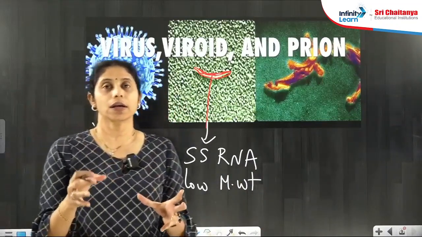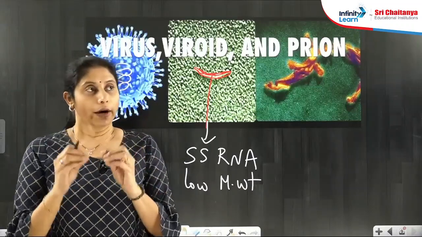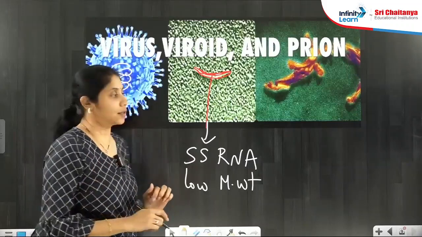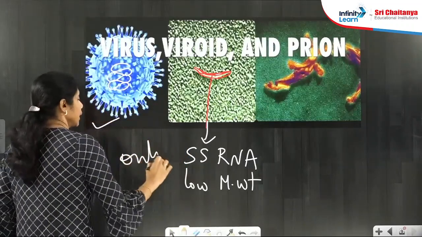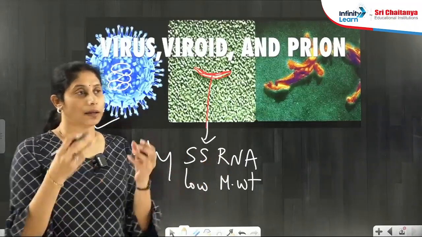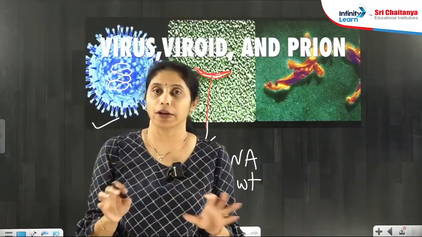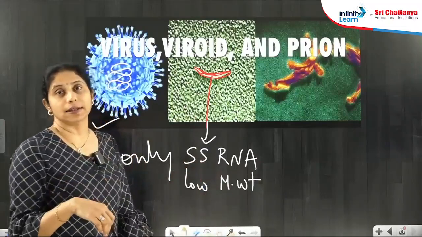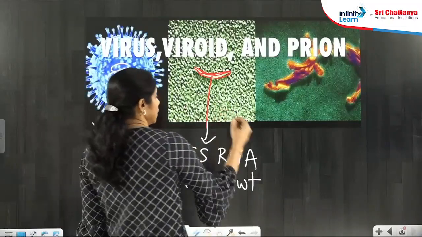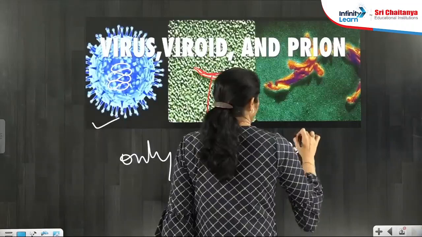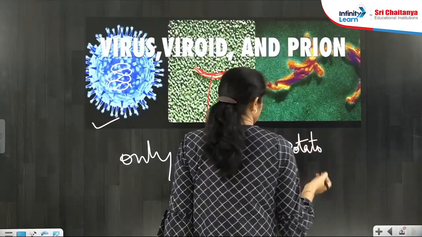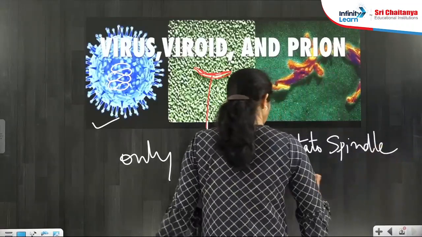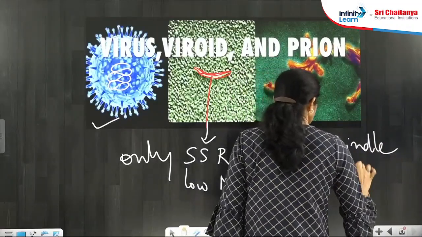So, viroid is not having the protein coat. It is made up of only nucleic acids. Only it is made up of single stranded RNA and that RNA also has less molecular weight. No protein coats. These viroids will cause diseases in the plants particularly. It causes the disease called potato spindle tuber disease.